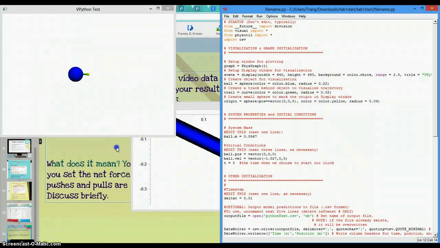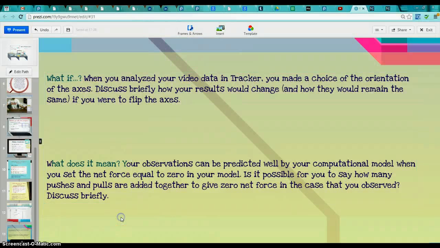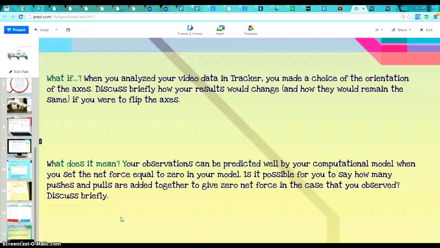The second question is, what does it mean when my observation can be predicted well by a computer model when you set the net force equal to 0 in your model? Is it possible for me to say how many pushes and pulls were added to give the zero net force in the case you observe?